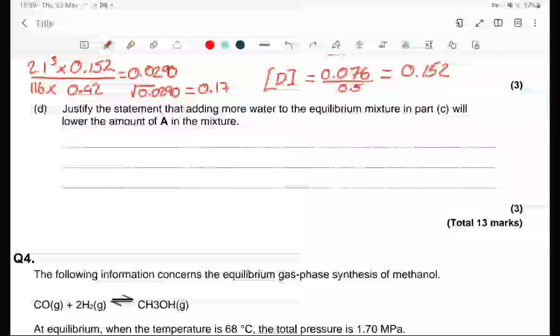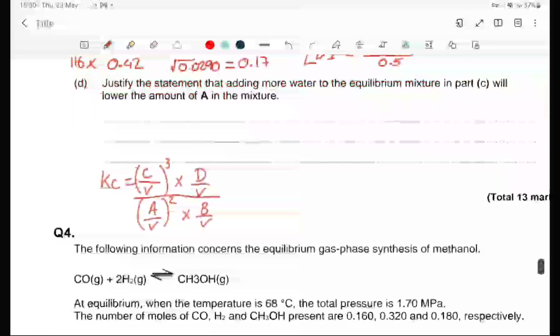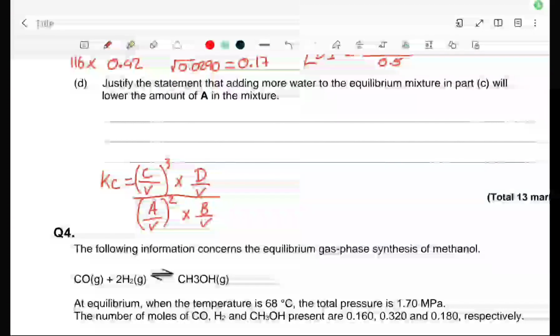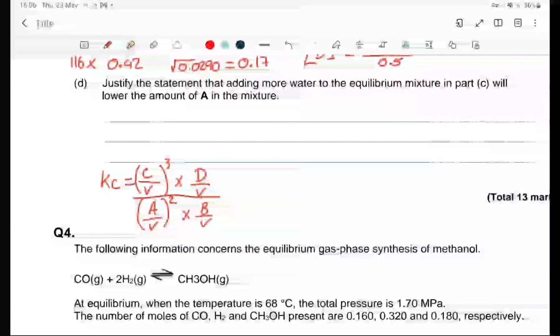Now, in terms of understanding why this happens, the easiest way of looking at this, and this isn't the way to explain it in the answer, is to look at the Kc expression, but look at the units in it. If you take a look at the Kc expression here, we've got the concentrations of C, D, A, and B, but of course they're written out as the number of moles of C, D, A, and B divided by the volume. Now you can see that as you change the volume of our container, which is what we're doing when we add water in, we're increasing the volume.